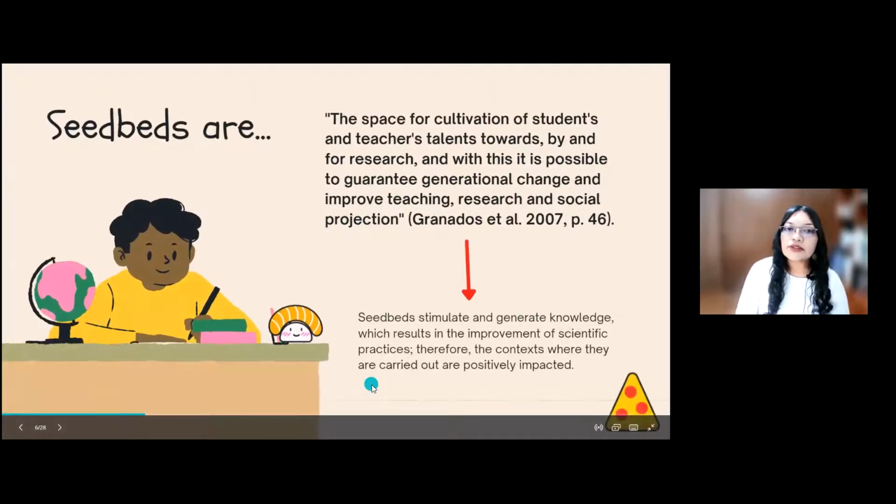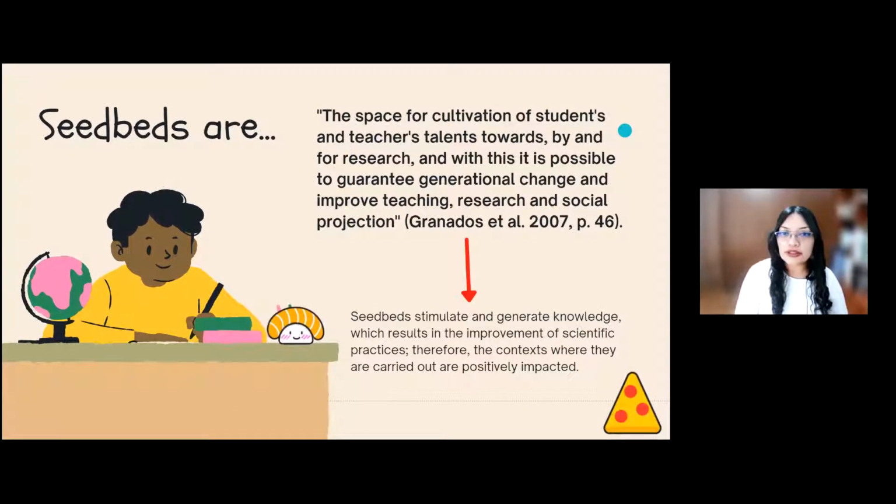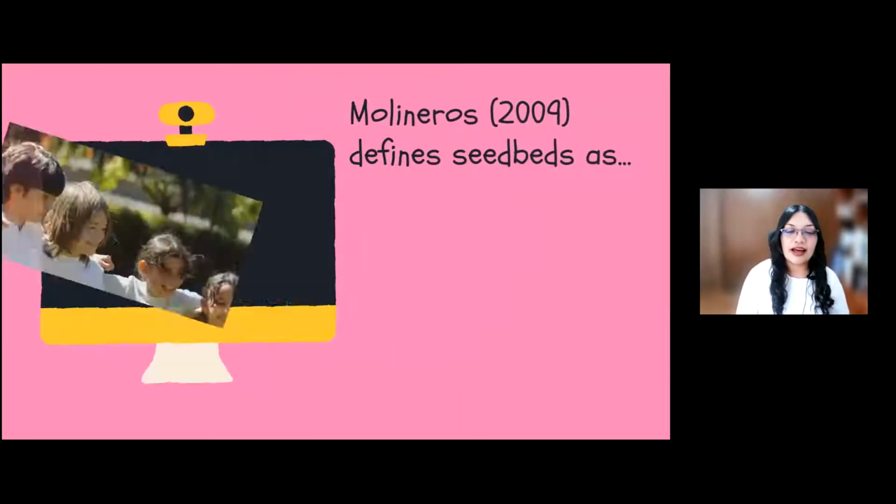Now, in relation to what scholars have said about it, I can say that seedbeds are the space for cultivation of students' and teachers' talents towards, by, and for research. And with this, it is possible to guarantee generational change and improve teaching, research, and social projection. We know that professors at universities have a time, a cycle, and it's necessary to give a kind of legacy to our students, so that they can continue working on research. So seedbeds stimulate and generate knowledge, which results in the improvement of scientific practices, and therefore the contexts where they are carried out are positively impacted. That's what I can see with my students' work.